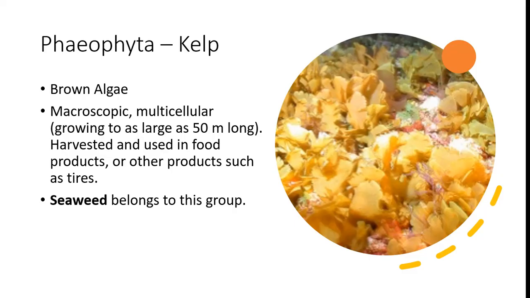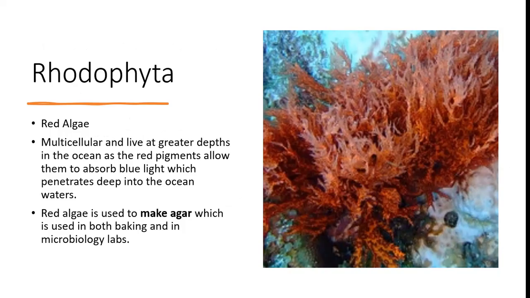Now, the red algae is called Rhodophyta, and it is, again, multicellular, quite large, and it's found at the depth of the ocean. And why it's found down there is because it's called red algae because it has a red pigmentation, and that red pigmentation allows it to absorb the light that penetrates deep in the water and gets to the deeper levels.